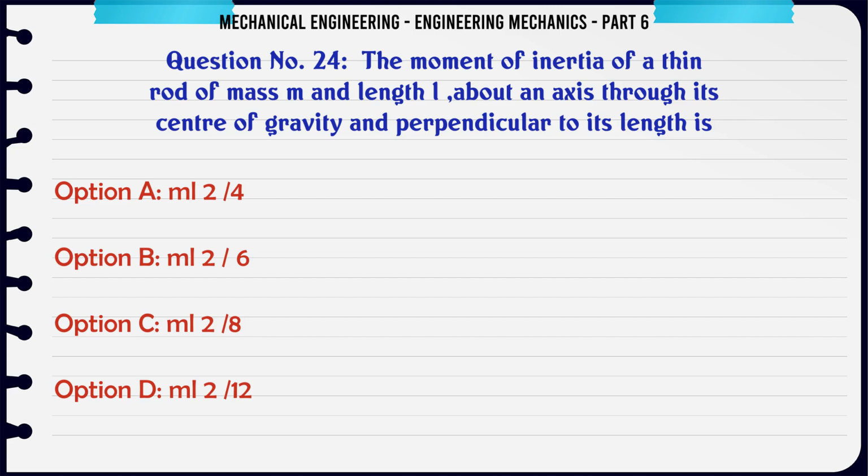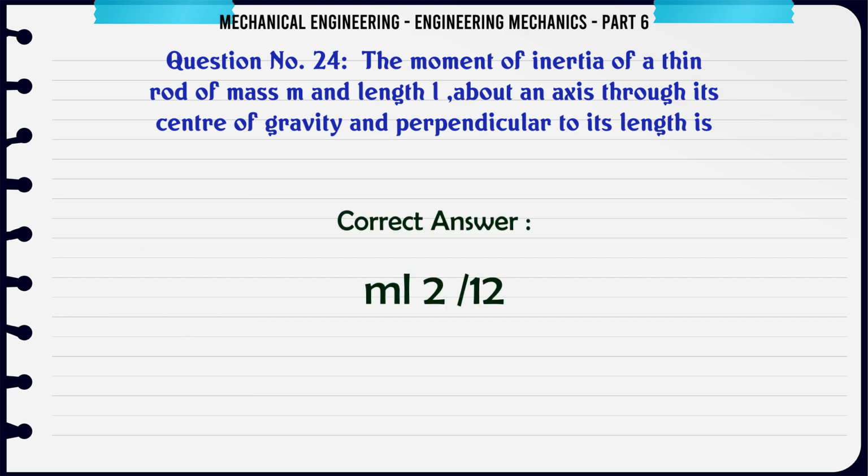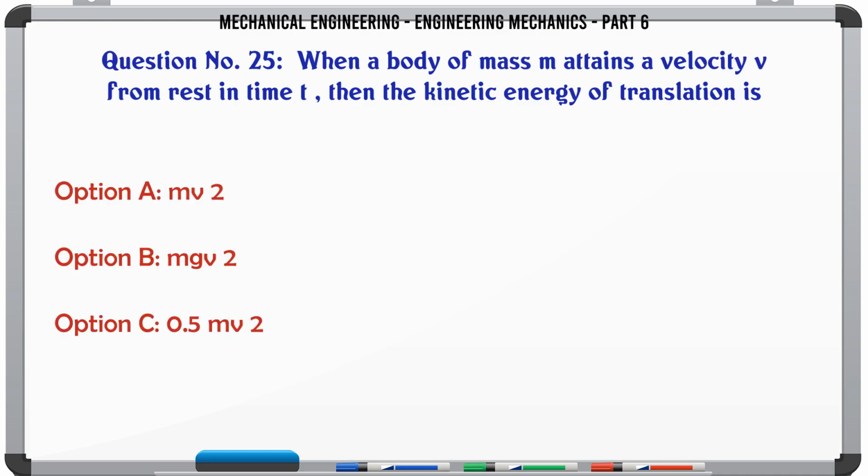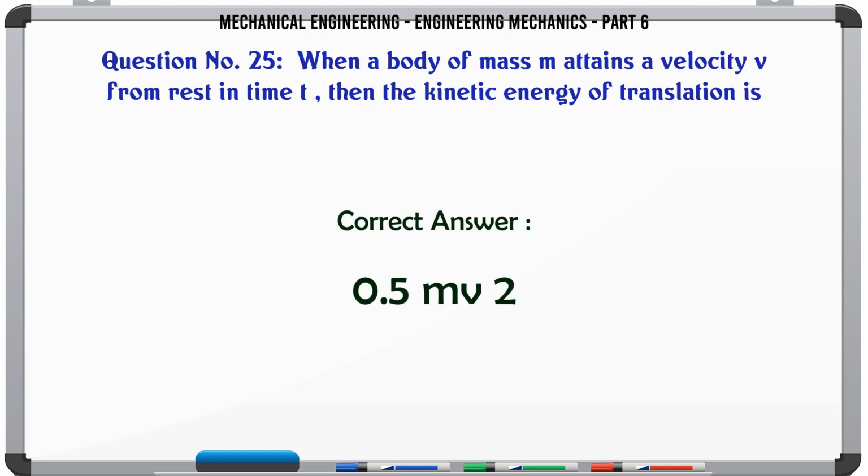A. ml24, B. ml26, C. ml28, D. ml212. The correct answer is ml212. When a body of mass m attains a velocity v from rest in time t, then the kinetic energy of translation is A. mv2, B. mgv2, C. 0.5 mv2, D. 0.5 mgv2. The correct answer is 0.5 mv2.